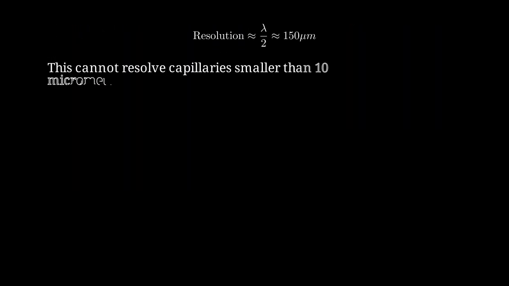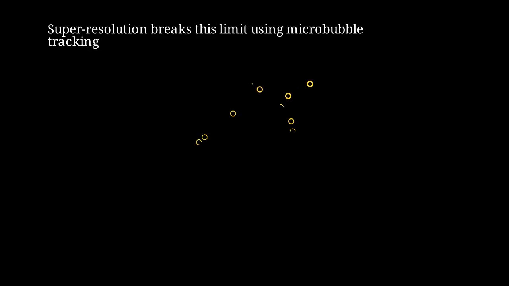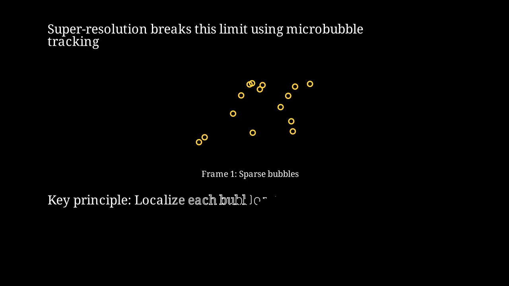This 150 micrometer limit prevents imaging of capillaries and microvessels smaller than 10 micrometers, which are crucial for disease diagnosis. Superresolution ultrasound localization microscopy breaks through this barrier by precisely tracking individual microbubbles. The key insight is to inject very dilute microbubble concentrations so individual bubbles are spatially separated in each ultrasound frame. Even though the diffraction-limited spot is large, we can determine the center position of each isolated bubble with nanometer precision.